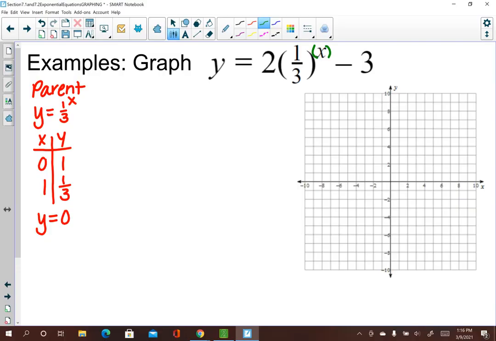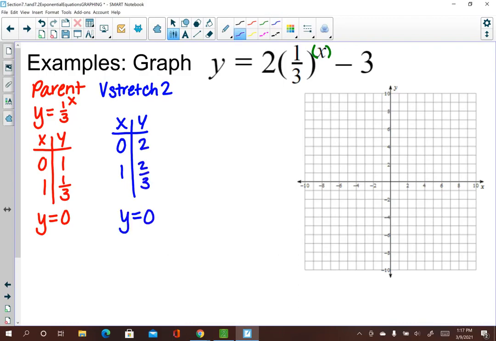Therefore, we don't have any horizontal changes. The first change we need to deal with is this 2 on the outside, which is a vertical stretch by 2, meaning we take our coordinates, leave the x's alone, and multiply all the y's by 2. The last transformation is minus 3 on the outside. That means we move down 3. In order to do that, we take our table, keep the x's, and subtract 3 from all of the y's.